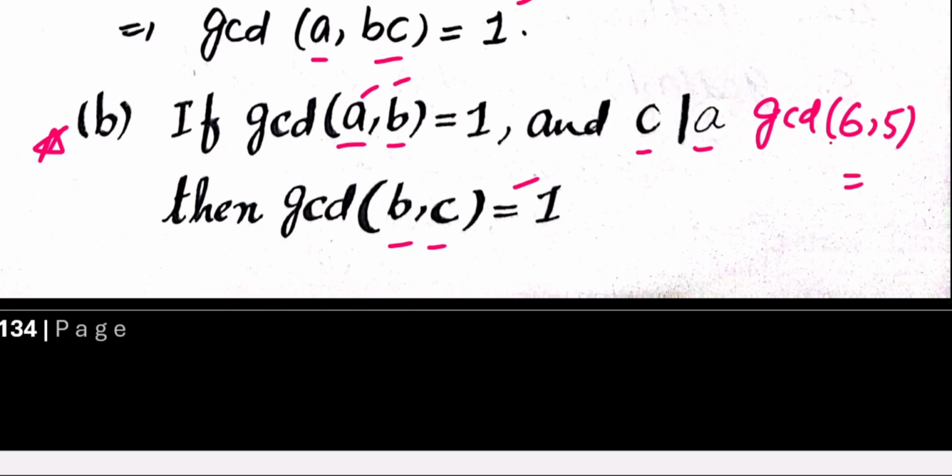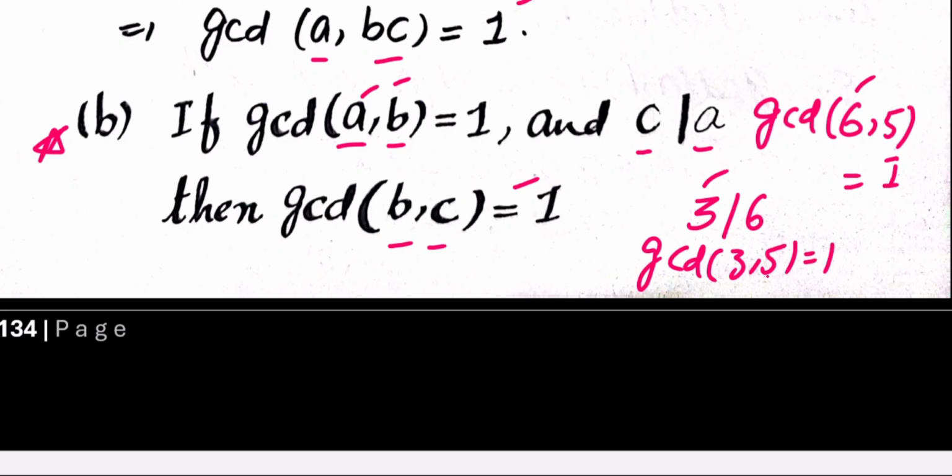You can notice that 6 and 5 are relatively prime. Their GCD will be equal to 1. Now we know the divisors of 6 are 2 and 3. Suppose I take 3, as 3 divides 6. So this property says if we replace 6 by 3, that is the divisor, then again the GCD of 3 and 5 will be equal to 1. So this property says if we replace A by the divisor C, then again the GCD of B and C is always equal to 1.